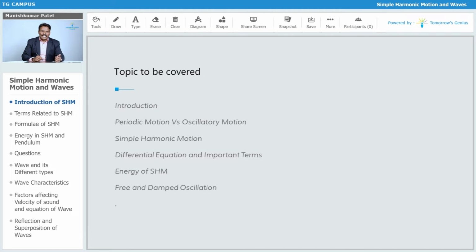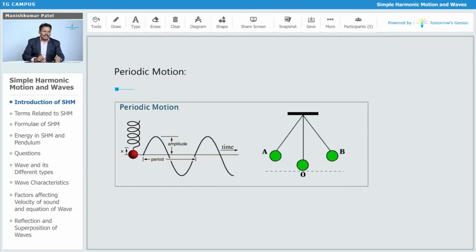Then the comparison between periodic motion and oscillatory motion, then the differential equations, then the equations related to acceleration, velocity, and displacement, and how you can convert uniform circular motion into simple harmonic motion. Then how we are going to represent velocity, acceleration and displacement with the help of graphs, then the kinetic energy and potential energy in case of SHM. Then after that we will see the free and damped oscillations in the case of SHM. So let's start with the first one.